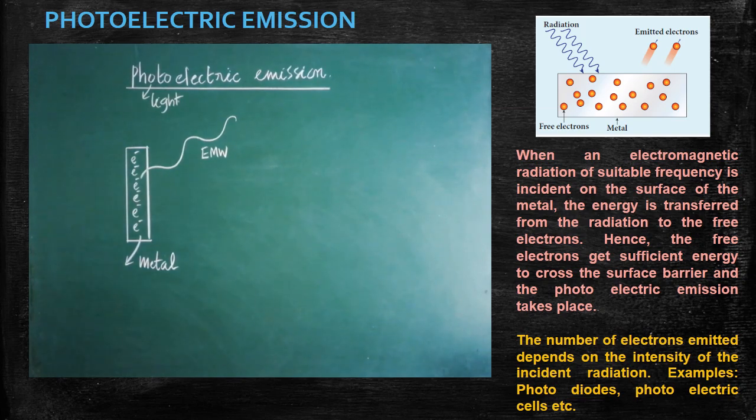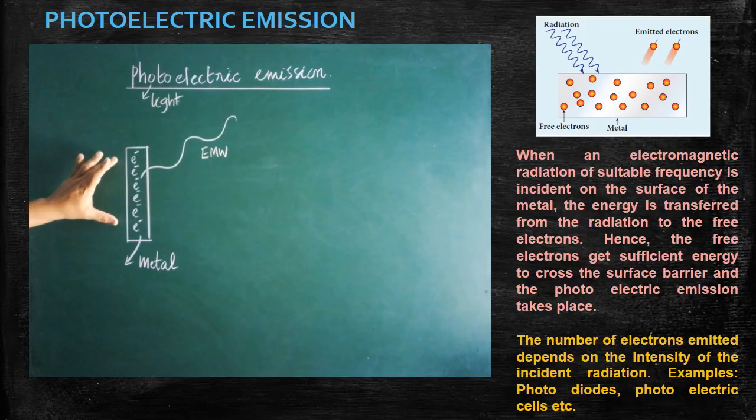Already we have learnt about two processes of electron emission: thermionic emission and field emission. Now we are going to see the third process of electron emission, called photoelectric emission. Here the meaning of photo is nothing but light. The light particle is otherwise called a photon.